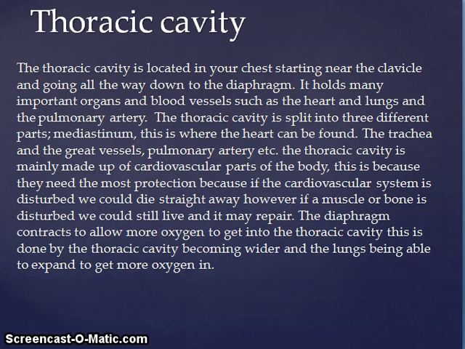The thoracic cavity is mainly made up of cardiovascular parts of the body, which means that there's not a lot of muscle apart from the heart. This is because they need the most protection, because if the cardiovascular system is disturbed, we could die straight away, because we won't be getting air, it won't be coming in smoothly, so we won't get oxygen and we'll suffocate. Whereas a muscle or a bone will repair quite easily or over time.